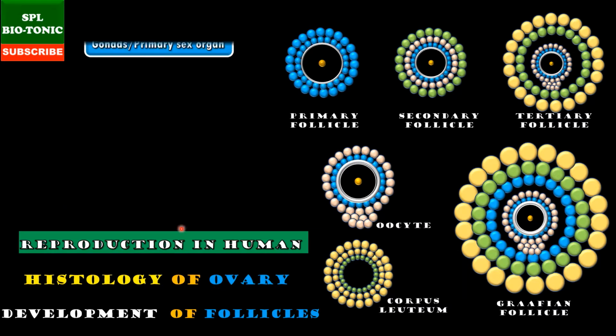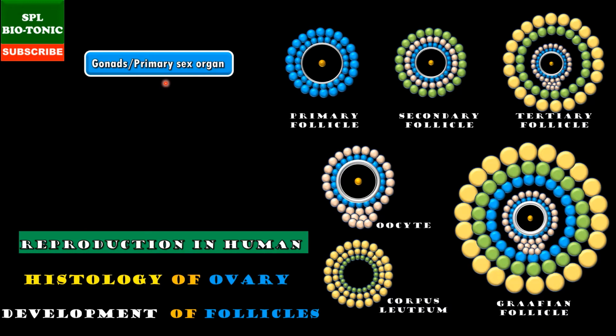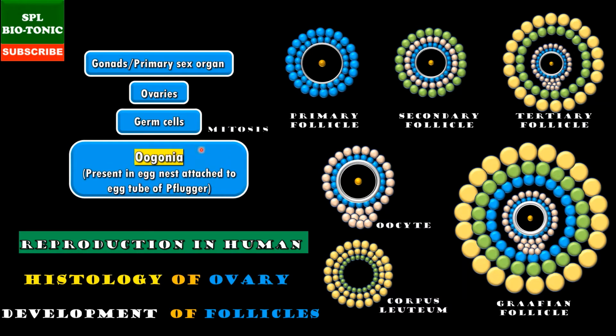In females, the follicular development starts before their birth. Here, the cells of germinal epithelium divide by mitosis to form oogonia, which are kept in the egg nest. These egg nests are attached to the egg tube of Pflüger. Here P is silent. So every female is born with a fixed number of oogonia. These oogonia give rise to primary oocytes. In this video, I have discussed all these follicular stages in detail. So watch the video till the end.